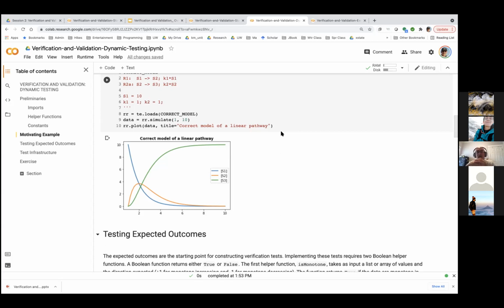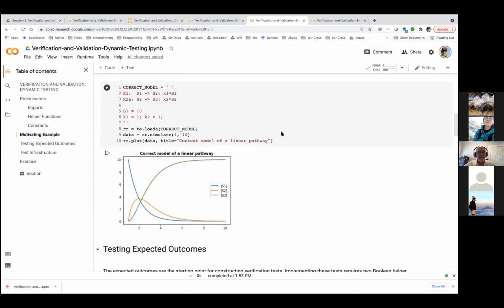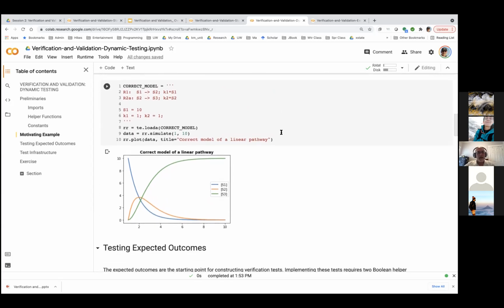It's going to be a challenge to figure out where your typographical error is. And it's in the kinetics. It's not something that's logically wrong. It's just that you get the wrong answer.